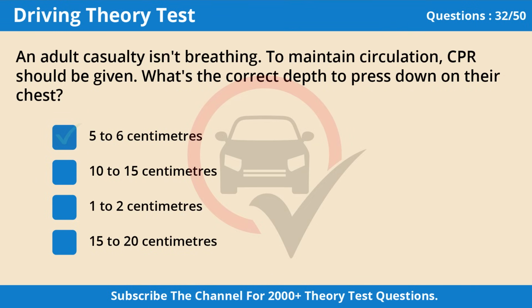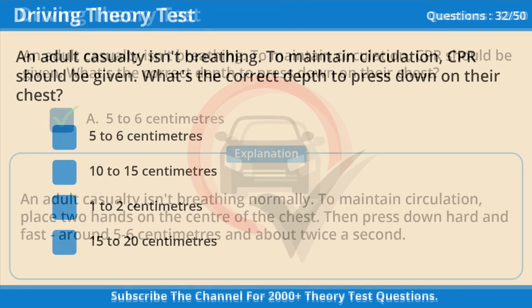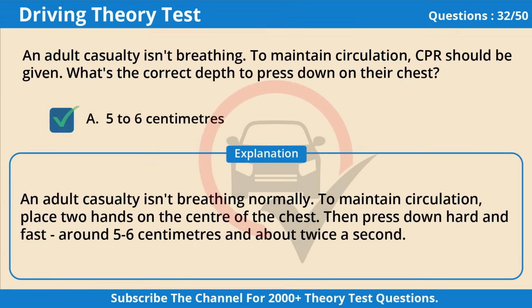A. 5 to 6 centimeters. An adult casualty isn't breathing normally. To maintain circulation, place 2 hands on the center of the chest. Then press down hard and fast, around 5 to 6 centimeters and about twice a second.